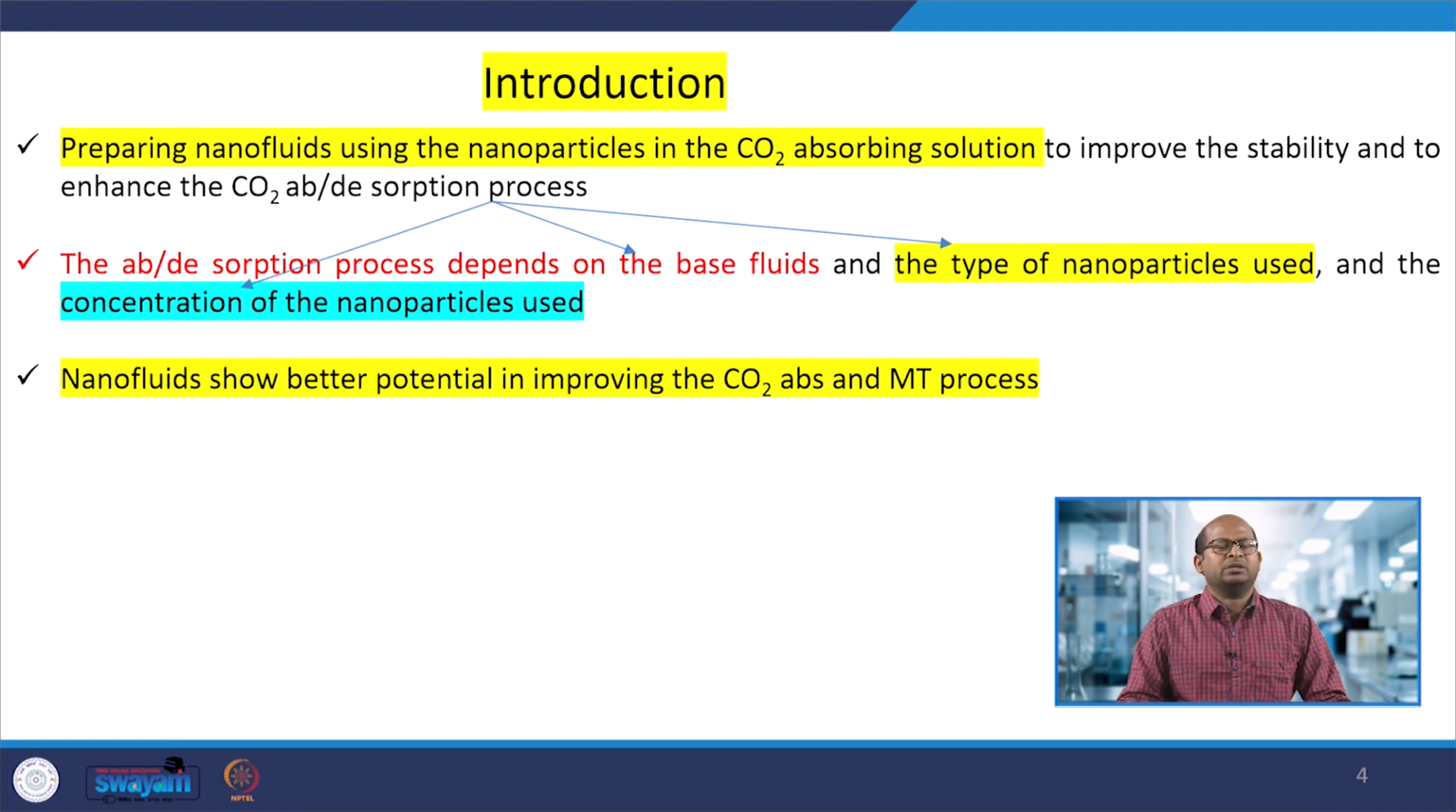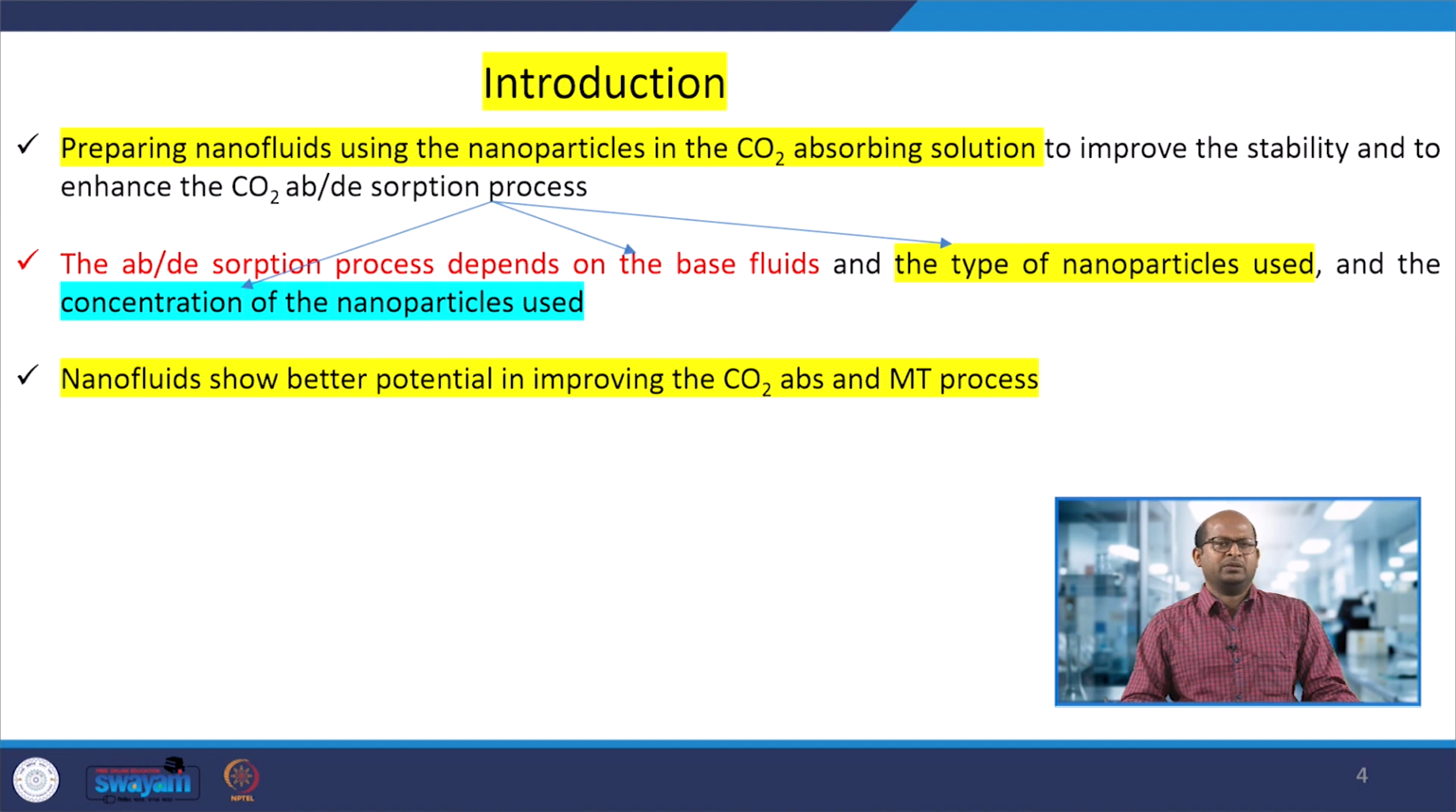Here we will discuss the preparation of nanofluids using nanoparticles in CO2 absorption solutions, and how that improves stability and enhances CO2 absorption and desorption or the mass transfer process. Particularly, the absorption or desorption process depends on what type of fluids and what type of nanomaterials or nanoparticles we are using. So, depending upon the choice of nanomaterials or nanoparticles and the base fluids, the separation of CO2 from any flue gas depends on the nanofluids.